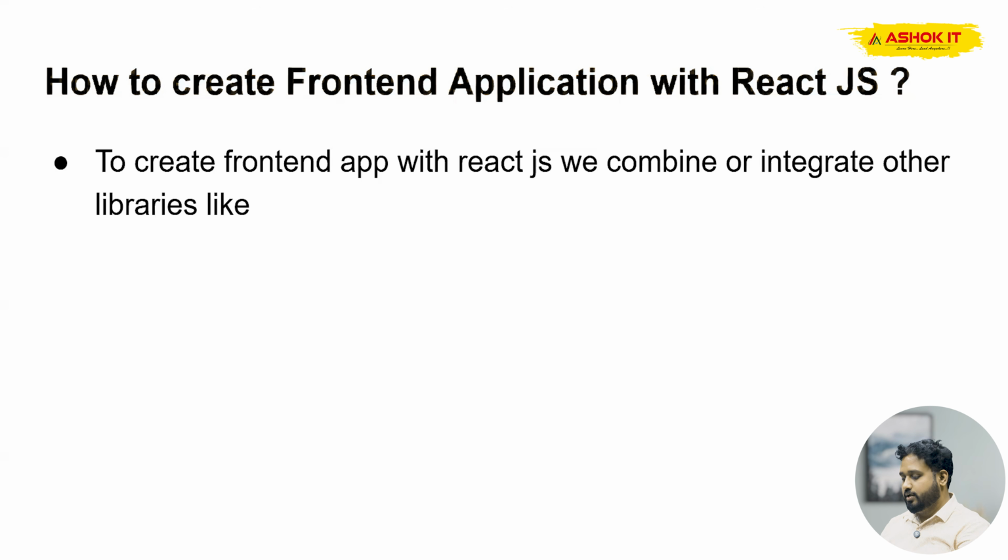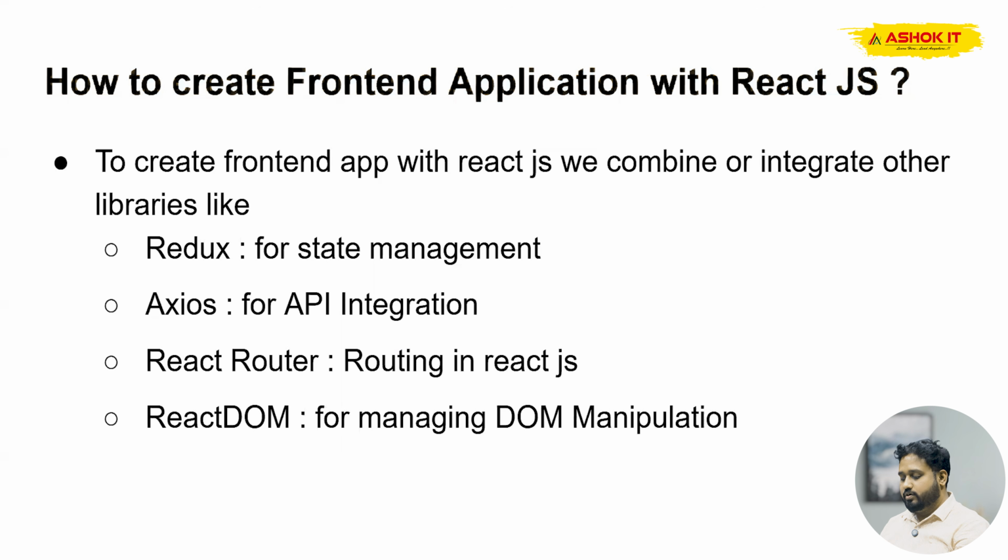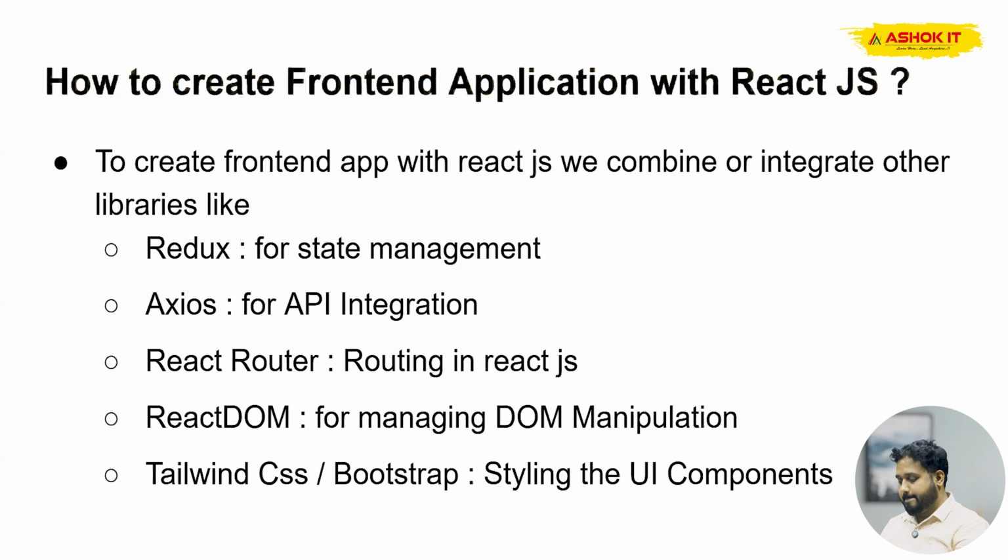So what we can do is integrate other libraries like Redux for managing state, Axios for implementing API integration, React Router for implementing routing, React DOM for managing DOM manipulation, Tailwind CSS for styling the UI components, and Jest for implementing unit testing. Like this, with React, you can combine Redux, Axios, React Router, React DOM, Tailwind CSS, and Jest to create a complete front-end application.